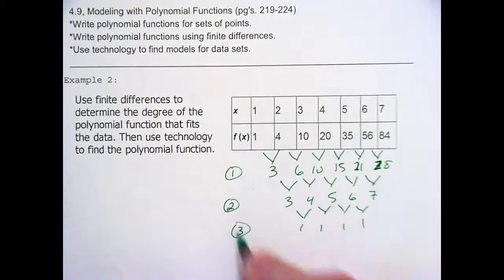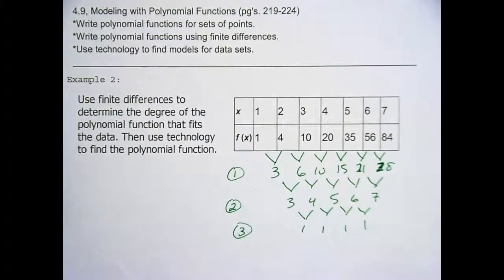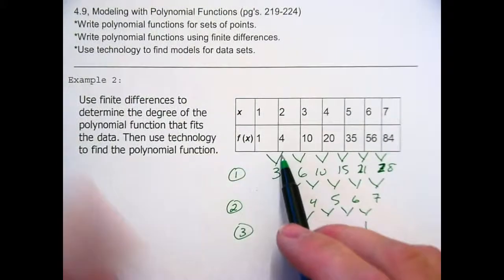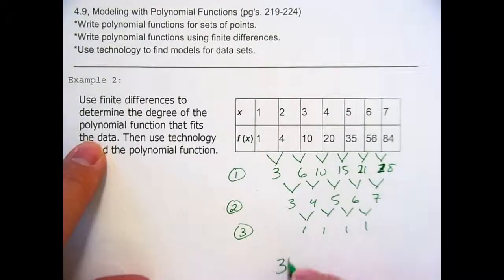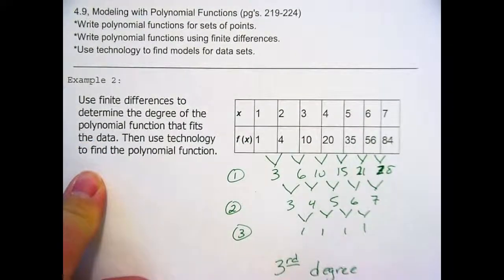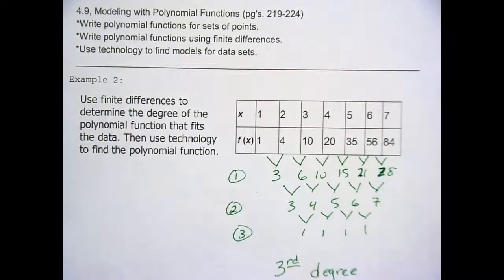Okay, so with our finite differences, we get to the third level. That means this is a third degree polynomial. If it was the second level, it'd be quadratic. If it was fourth, it'd be a quartic.